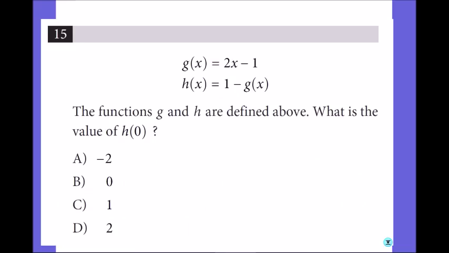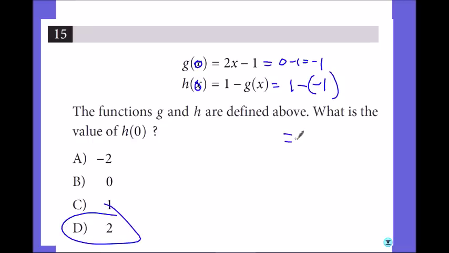15. The functions g and h are defined above. What is the value of h of 0? So h of 0 means x is 0. So you plug it in, g of 0. g of 0 is 0 minus 1, which is minus 1. So it becomes 1 minus negative 1, which is 2. 1 plus 1 is 2, right? Just gotta plug in 0 to find g of 0 and plug into h.